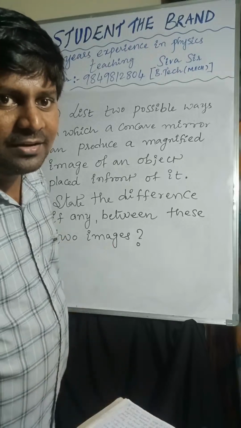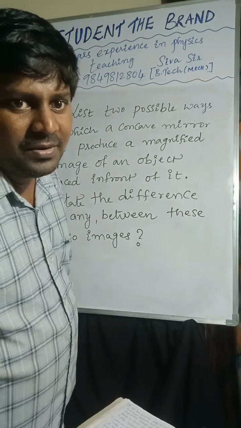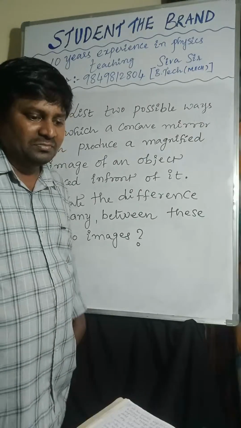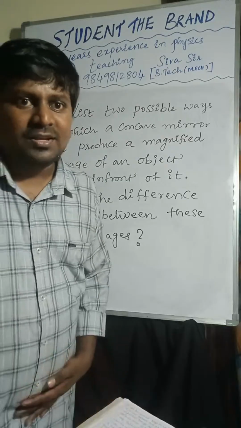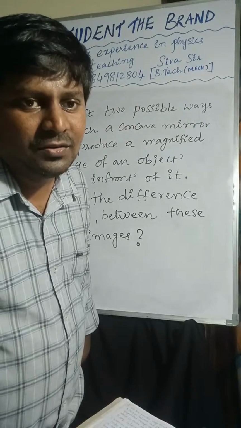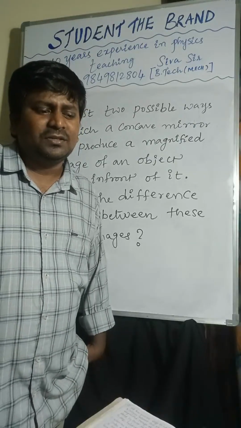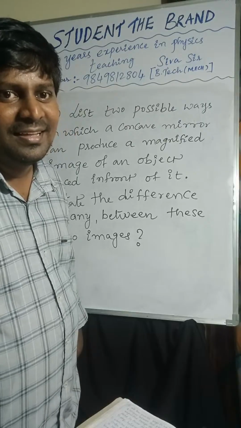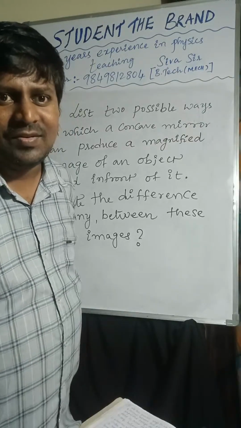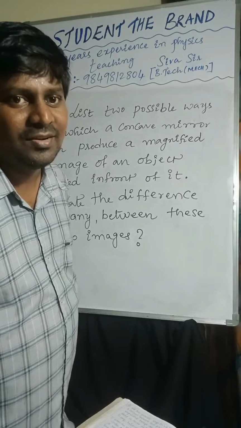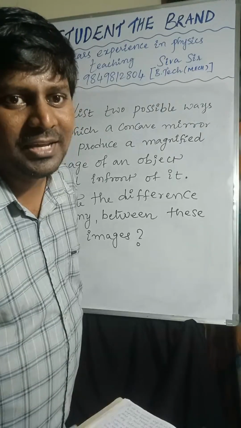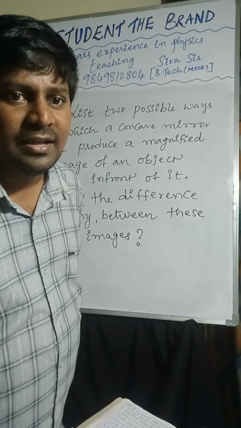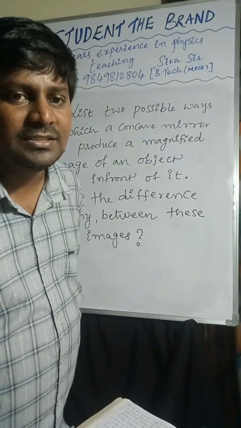A concave mirror produces a magnified image when the object is placed in front of the mirror between its pole and focus, in which case the image is virtual. Once again, a concave mirror produces a magnified image when the object is placed in front of the mirror between its pole and focus, and also between the focus and center of curvature.